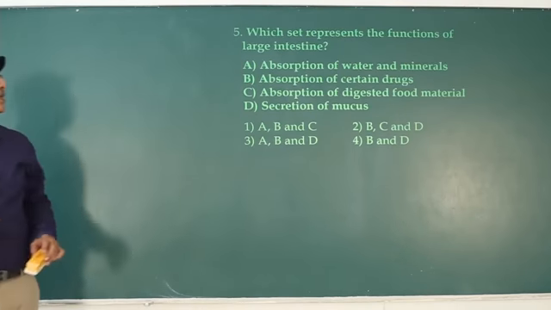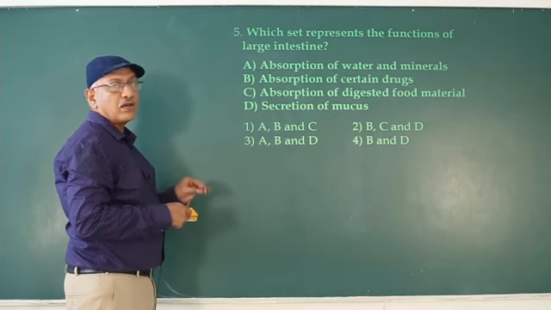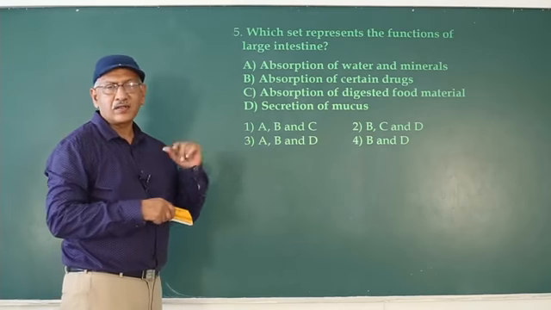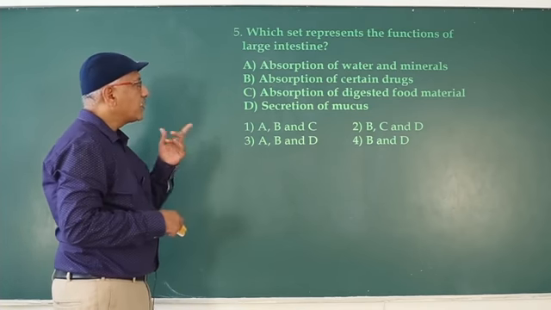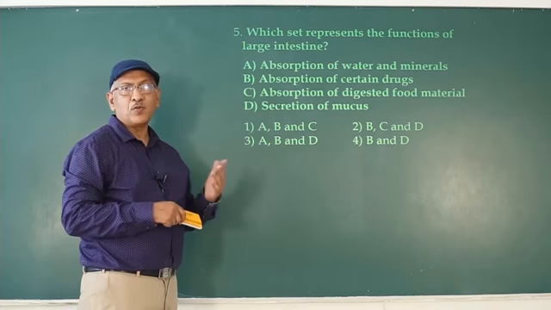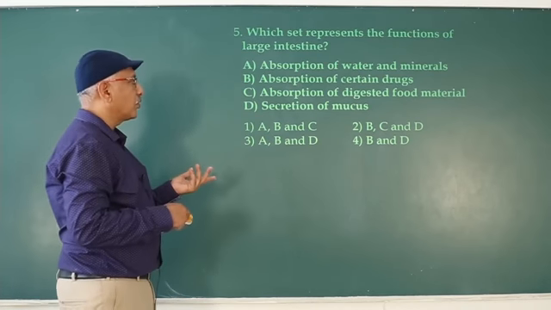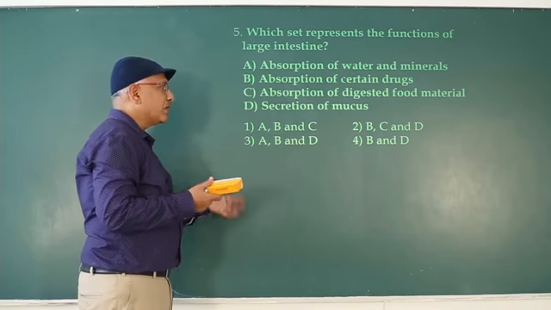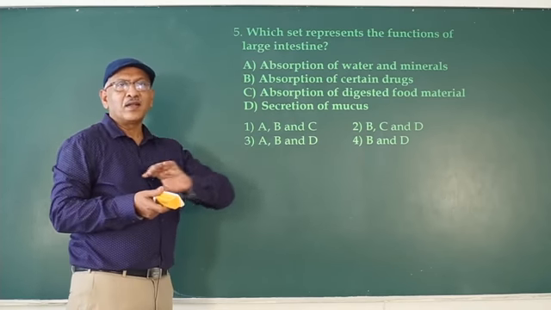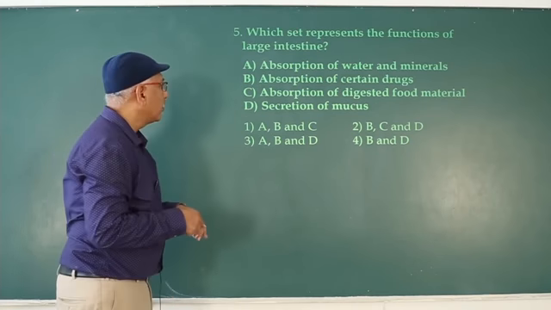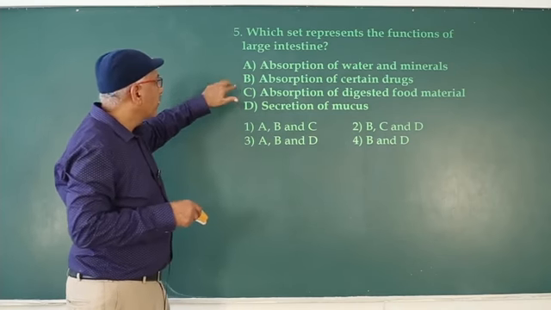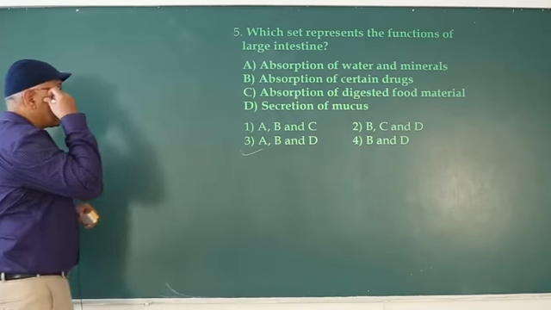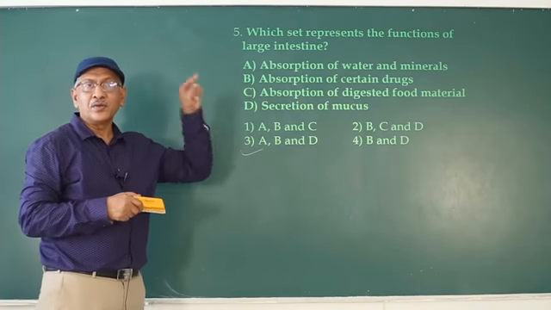Next question, which set represents the functions of large intestine? Absorption of water and minerals correct. Absorption of certain drugs also correct. Absorption of digested food wrong. Absorption of digested food happens in small intestine. Secretion of mucus also correct. With the help of mucus, the undigested food particles adhere to adjacent undigested food particles. As a result, a large mass of undigested food is formed. So correct is A, B and D. C is wrong.